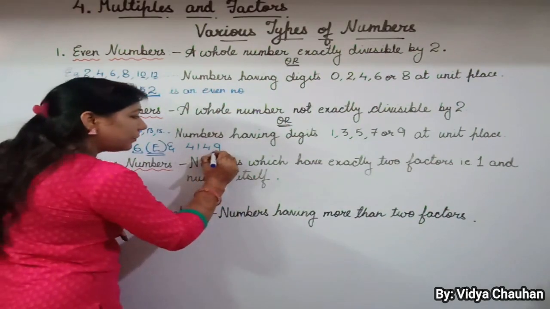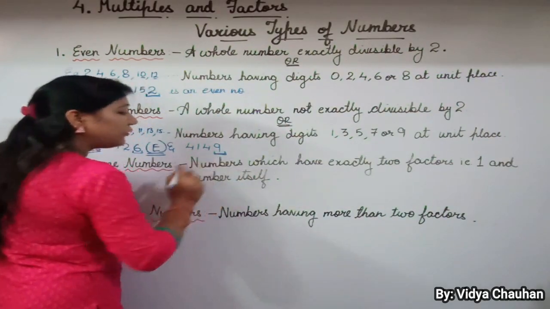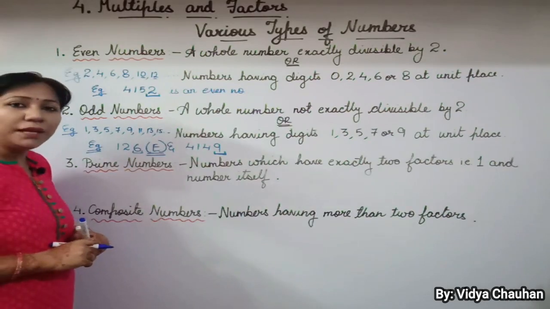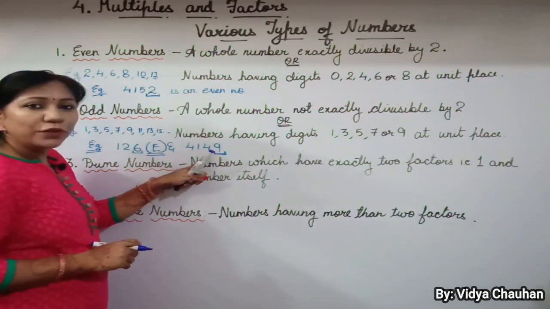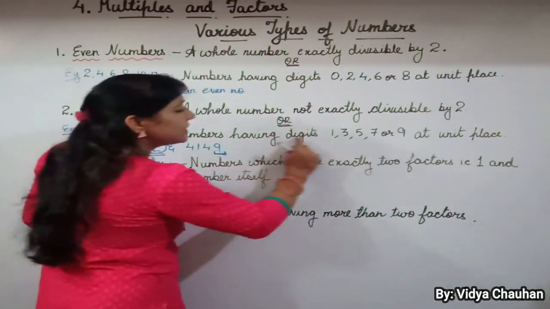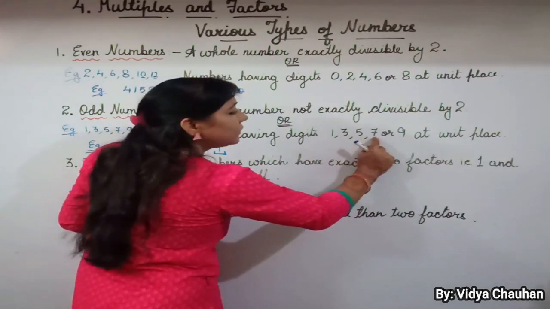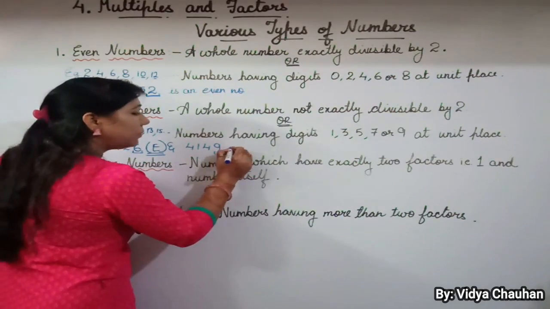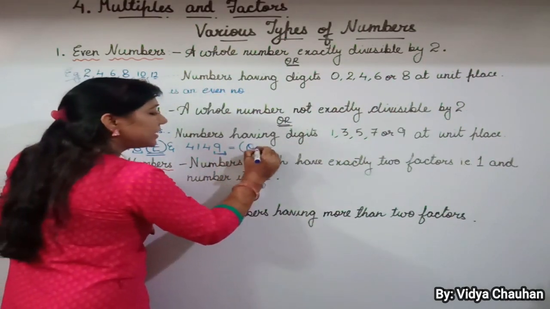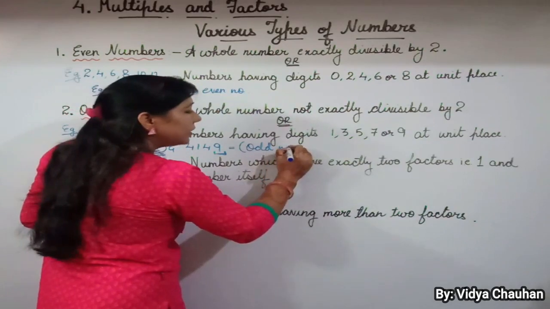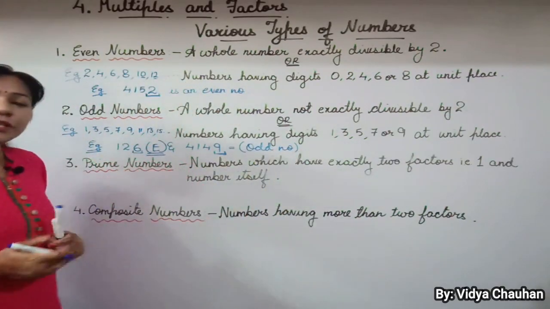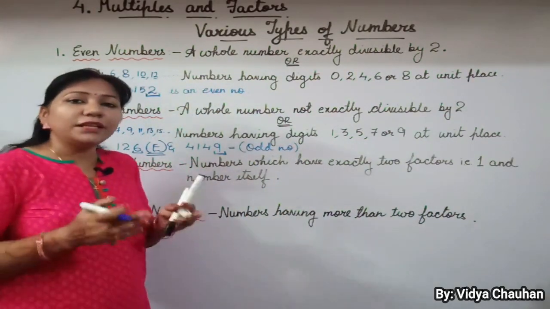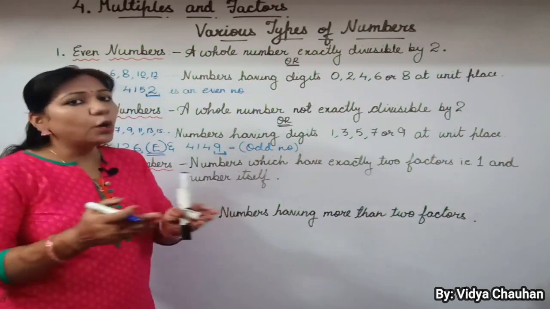Now coming to the second number, what is the digit at the unit place here? 9. So which criteria is it fulfilling? Numbers having digit 1, 3, 5, 7 or 9 at the unit place. Since we have 9 at the unit place, which type of number is this? This is an odd number. So this is how you can easily identify whether a number is even or odd.